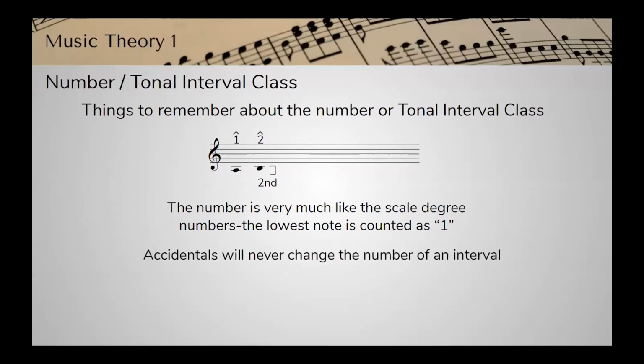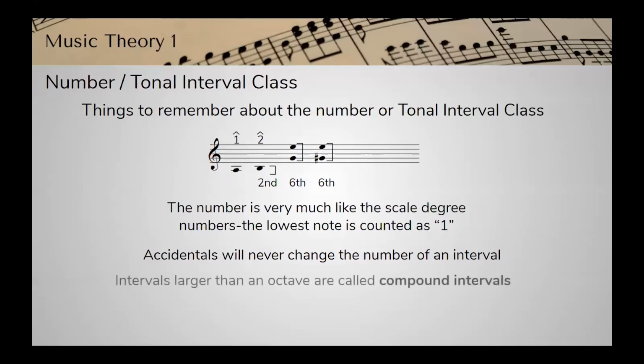Okay, accidentals will never change the number of the interval. So here we have something that is a sixth because it is spread across 6 lines and spaces on the staff. And here, this is still a sixth, so even though we've added a G sharp to that bottom note, it doesn't change the number of the interval. It's still a sixth on the staff. So accidentals will never change the number of an interval.